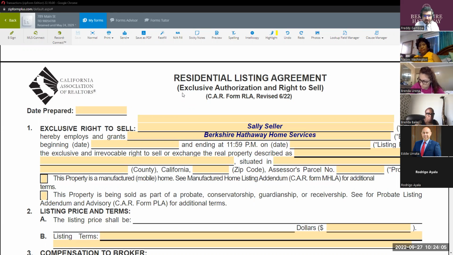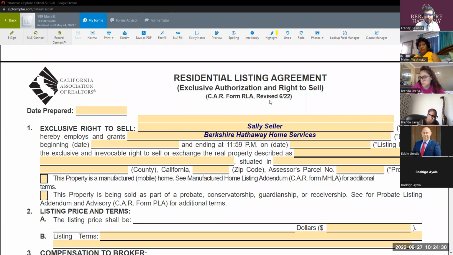The ABCs of real estate. What are the ABCs of real estate? Who knows what the ABCs are? Always be closing. Always be closing. Those are your ABCs of real estate. Thank you, Eddie. Okay, let's move on.